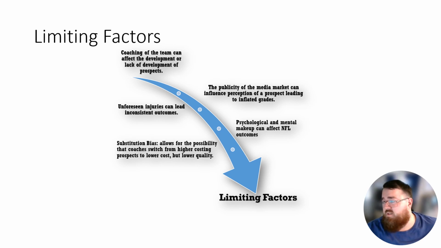Psychological and mental makeup deals with mental health. If a prospect has an addictive personality, that's something that can definitely affect them in very painful ways. And then, of course, you have substitution bias, which is the possibility that coaches switch from higher costing prospects to lower cost but lower quality.